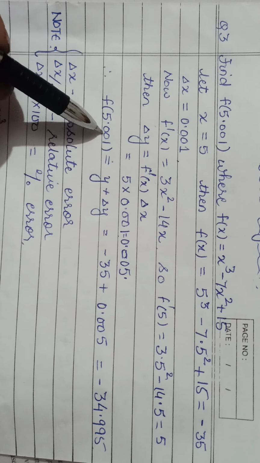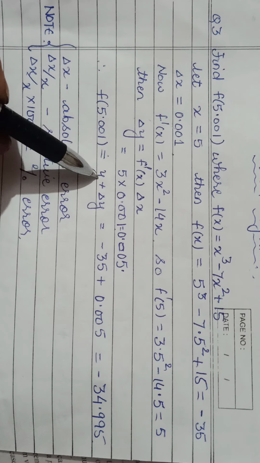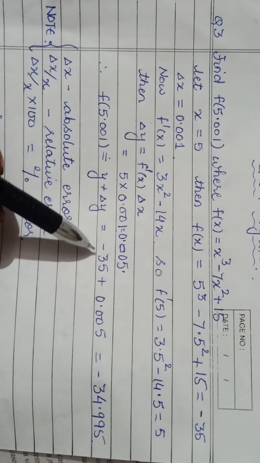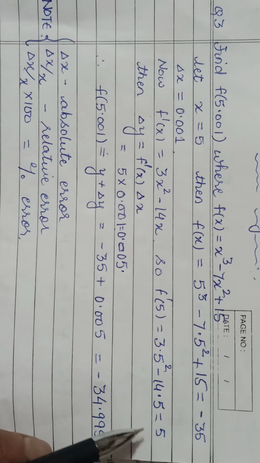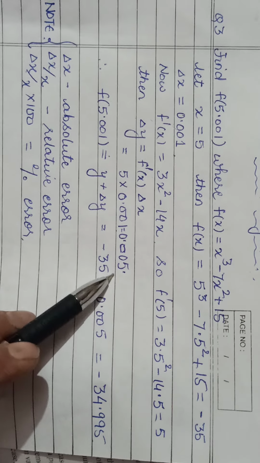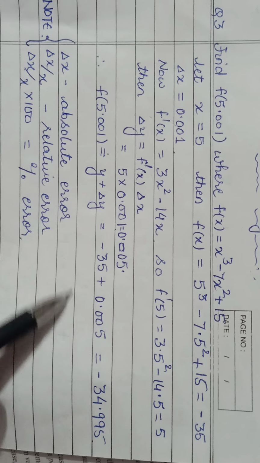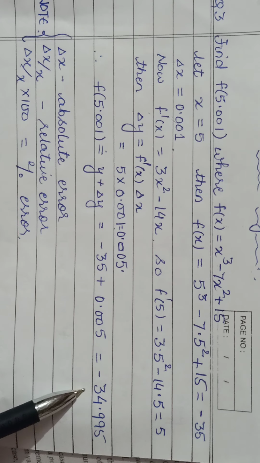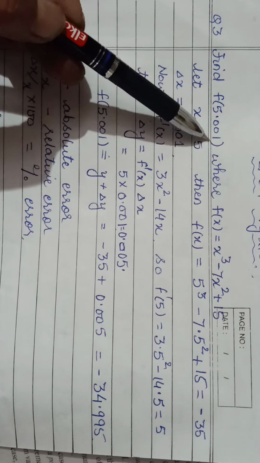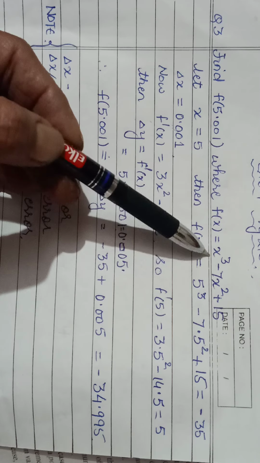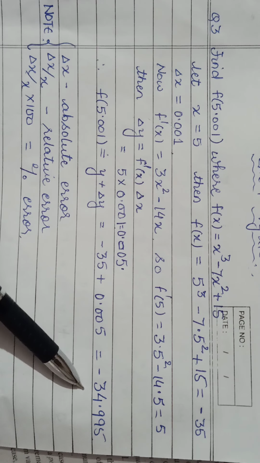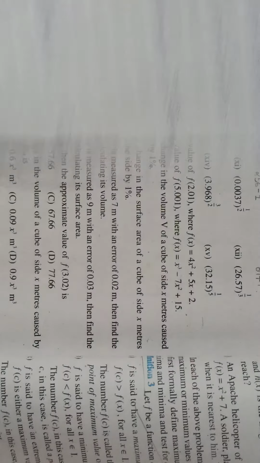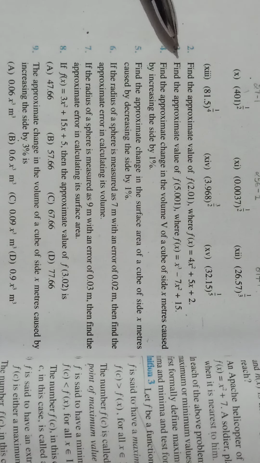So f of 5.001 will come out to be whatever y or f(x) was evaluated plus delta y. So y was evaluated as minus 35 and the error was evaluated as 0.005. So adding that, this was minus 35, sorry. So if you find f of 5.001 here, putting in this polynomial, the value will come out to be minus 34.995. Get that? Okay. So second was similar to this. You'll try that on your own.